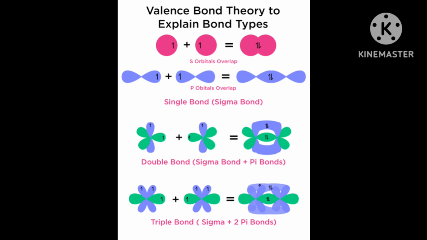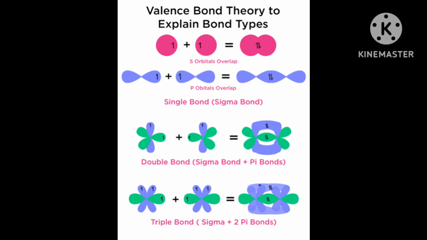If coordination number 5 is there, then the hybridization will be sp3d, meaning total 5: 1 s, 3 p, and 1 d. But this d is outer d. Then with sp3d, total 5 are there.